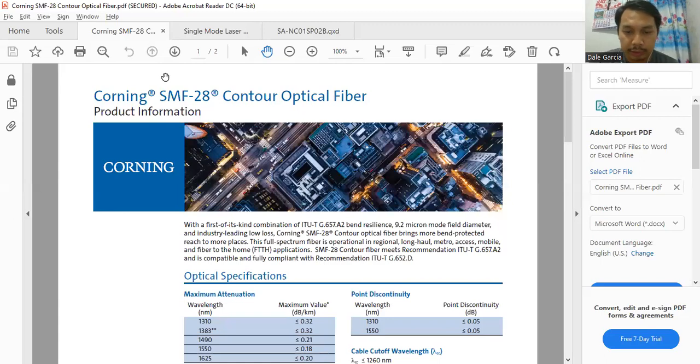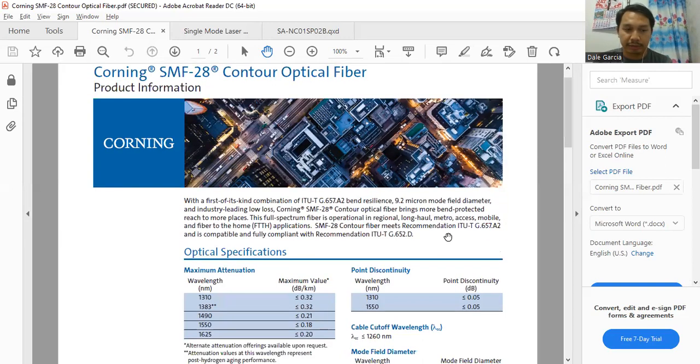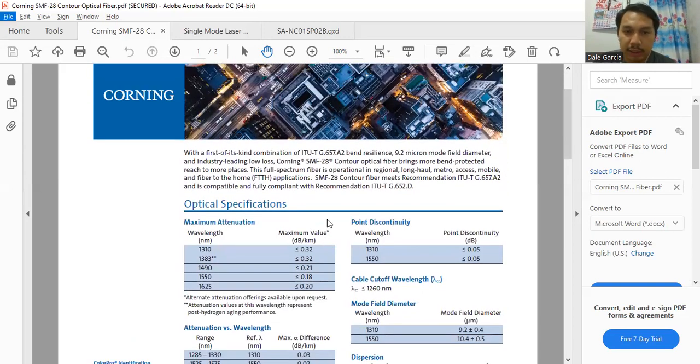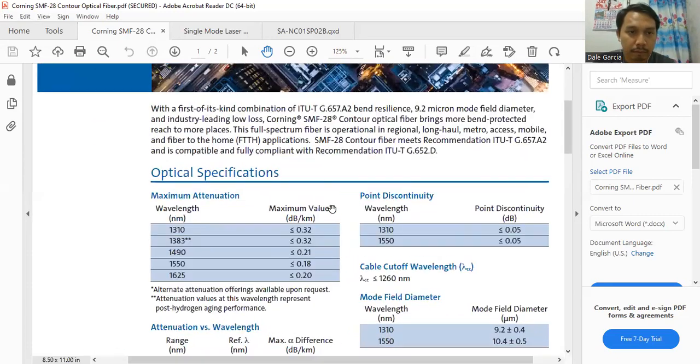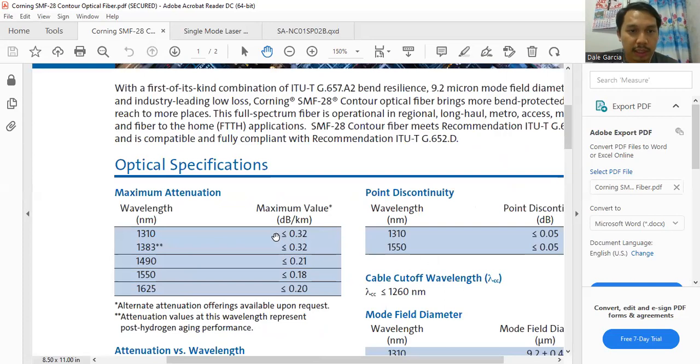So these are specification sheets. This is a specification sheet that we encountered last time. This is the specs for our fiber optic cable. So here it is specified. Notice here, this is the attenuation or the losses due to distance measured in dB per kilometer. So for this wavelength of light, 1310, I think this is the most common wavelength of light used.